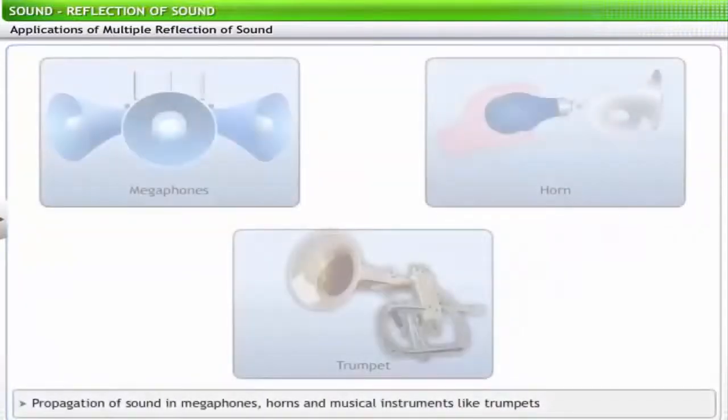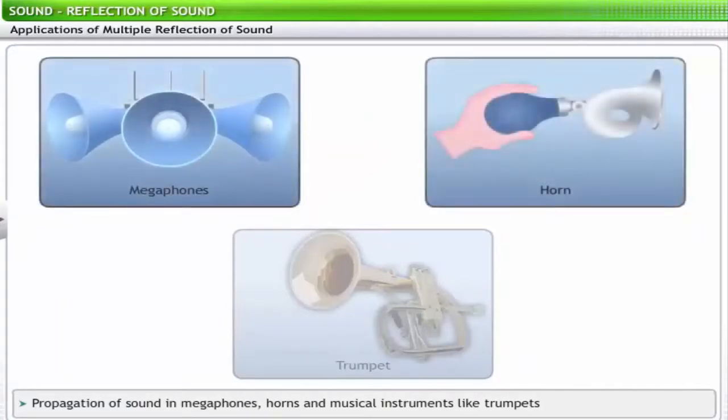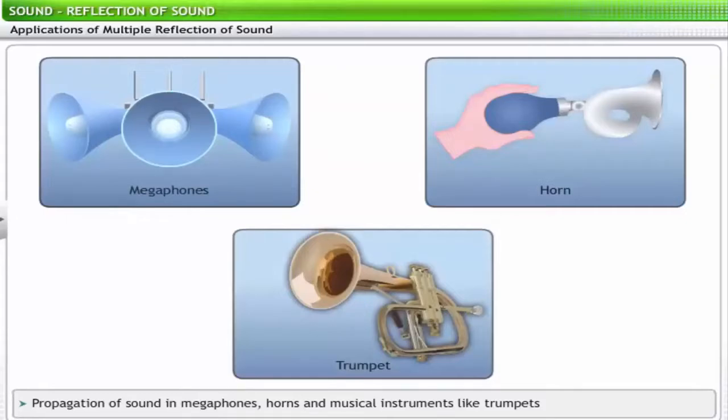There are various other applications of multiple reflections. Megaphones, horns, and musical instruments like trumpets are designed to magnify amplitude of the sound and reflect and propagate sound waves in a particular direction.